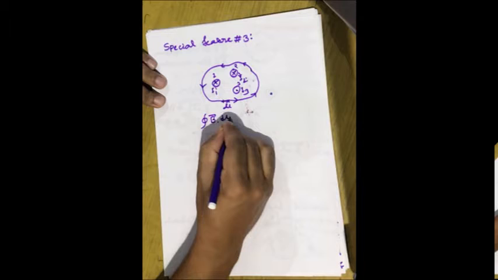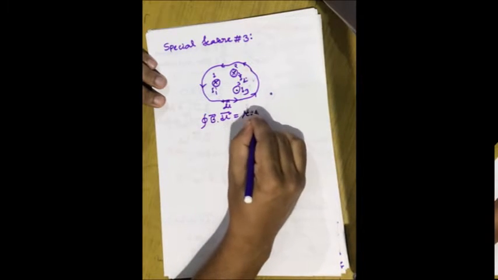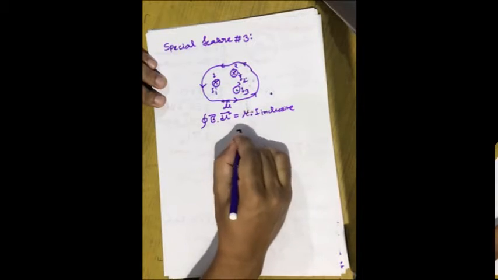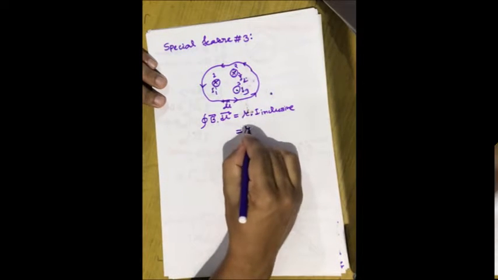Okay, so for this scenario, if we apply the Ampere circuital law, then its value will be B dot dl is equal to mu naught into I inclusive. Okay, so now you see what is the value of I inclusive.